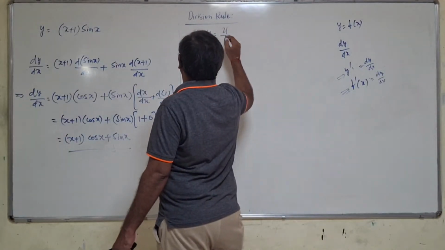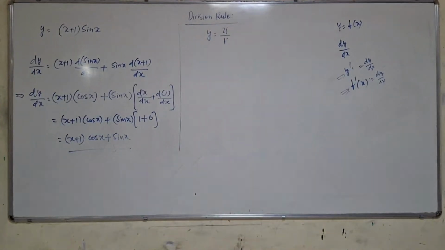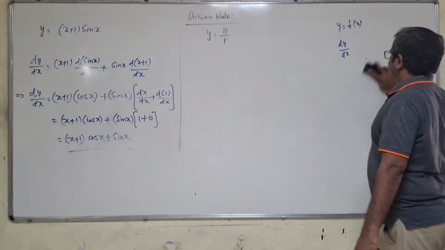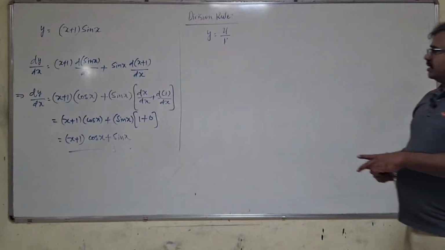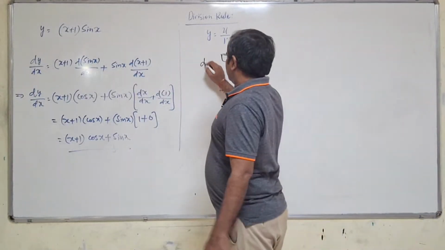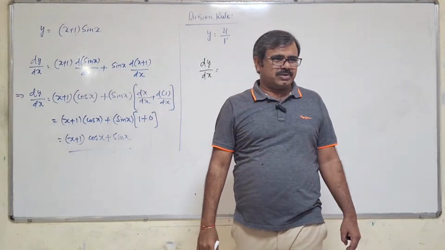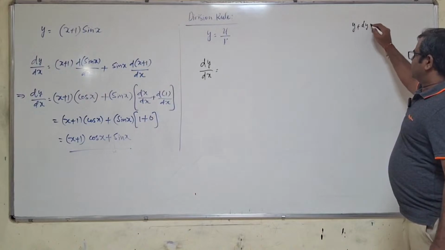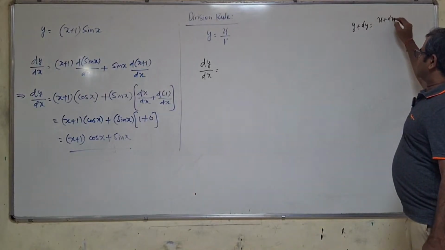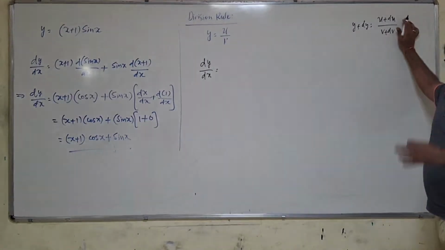If y is equal to u by v, I'll just write down the rule. I'm not going to give you how we get that rule logically, but if you want, I can. Y plus dy is equal to, tell me, what is it equal to? U plus du by v plus dv.